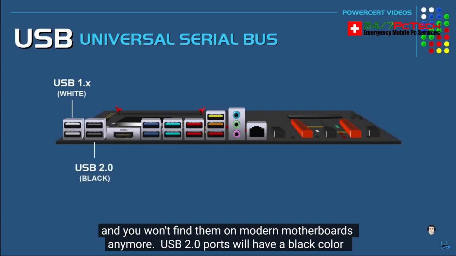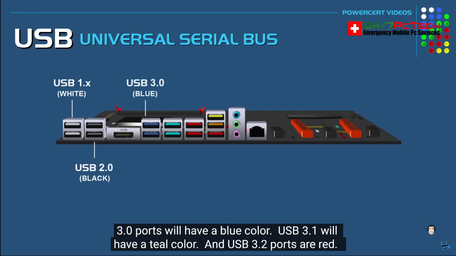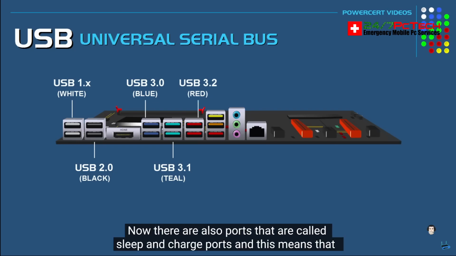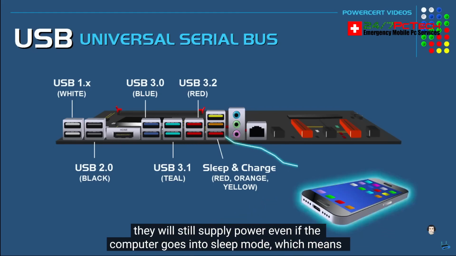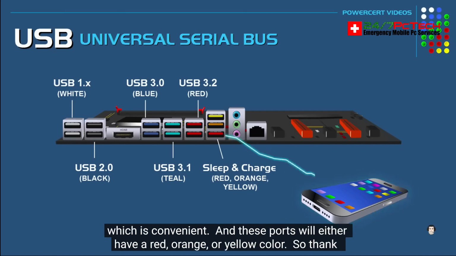USB 2.0 ports will have a black color, and even though they came out in the year 2000, you will still find them on motherboards today. USB 3.0 ports will have a blue color, USB 3.1 will have a teal color, and USB 3.2 ports are red. Now, there are also ports that are called sleep and charge ports, and this means that they will still supply power even if the computer goes into sleep mode, which means you can continually charge a device such as a cell phone even if the computer goes to sleep, which is convenient. And these ports will either have a red, orange, or yellow color.